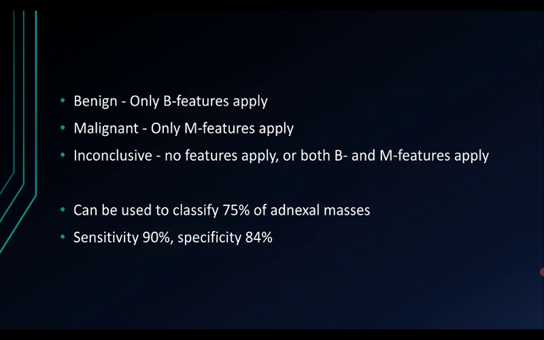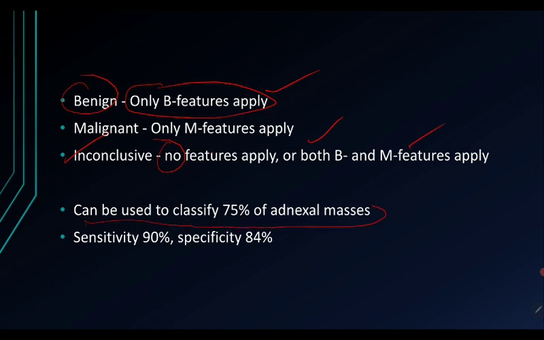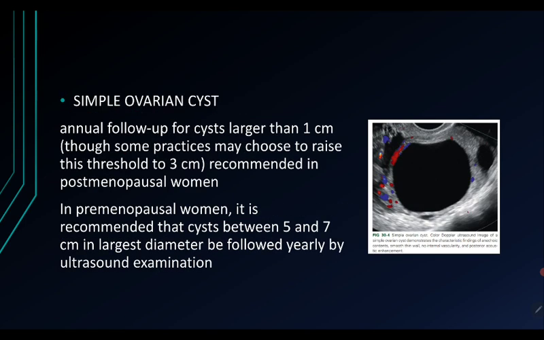Then after that, you can see the benign features. If it is benign, only B features apply. If any B, it's benign; if any M, it's malignant. If there are no features, it is inconclusive, or if you get both B and M simultaneously, then it is also inconclusive. This can be used to classify 75% of adnexal masses. M and B rules have a sensitivity of 90% and specificity of 84%. Very, very good. M and B rules are very nicely written.